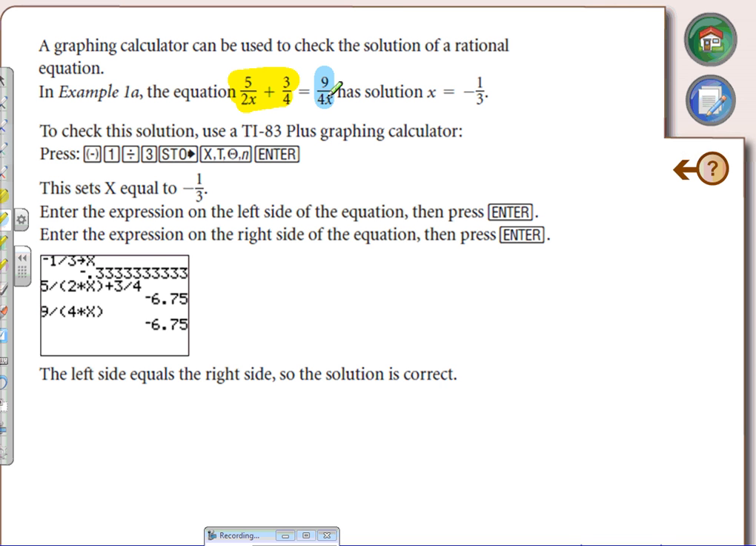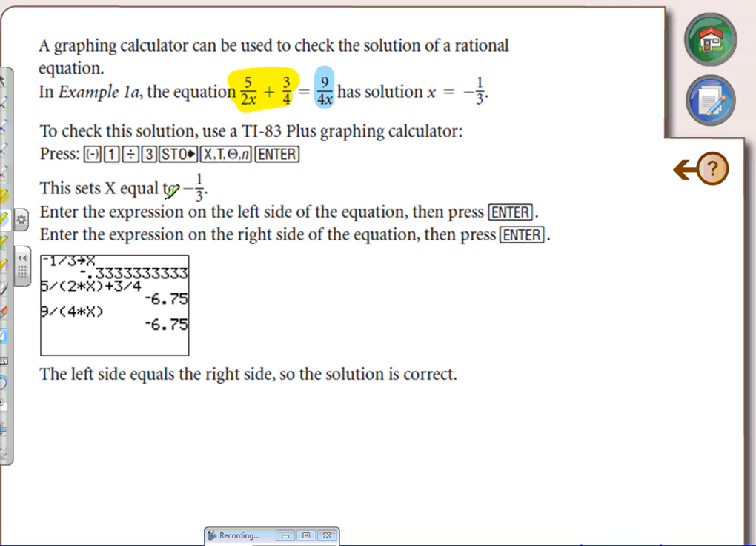Storing values. I taught you how to store already. So put it in there, store into your X, and then hit enter. You could also do it by storing it into A or B or C or whatever variable you want all the way through your calculator. We're just going to store it into the X. That's putting the X equal to negative 1/3.